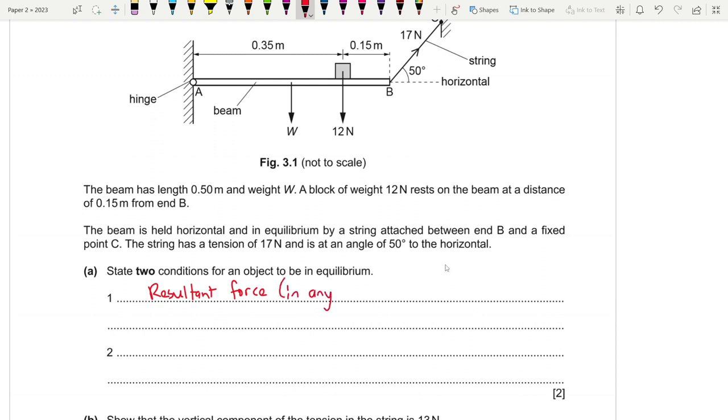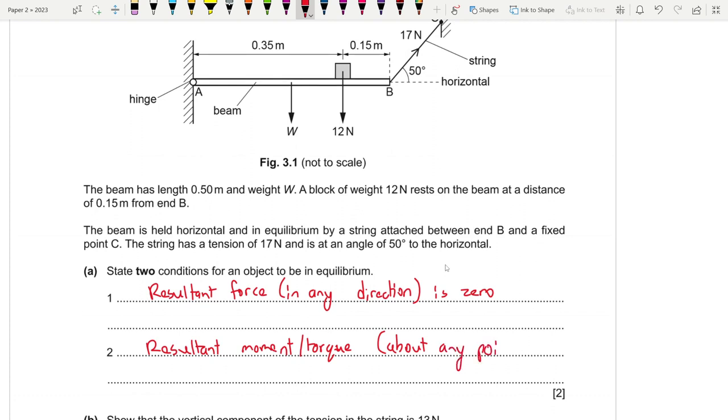in any direction, this is optional, is 0. Also, the resultant torque, sorry, you could say resultant moment or torque. Basically, torque is resultant moment, is 0. These are the 2 conditions. You can say about any point, by the way, that's also optional. About any point.